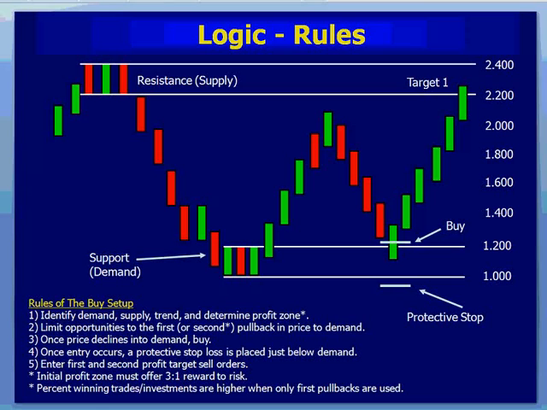Next, once price declines into demand, you buy. We talked about that. Once entry occurs, protective stop loss is placed just below the level. We talked about that. Enter first and second profit targets as sell orders. I'm showing you one here. Your next one would be above at the next opposing supply level. And down here, initial profit zone or profit margin must offer 3-to-1 risk reward to the first target. Now, again, that's personal preference. So you put in whatever you're comfortable with there, and make sure you just stick to it.